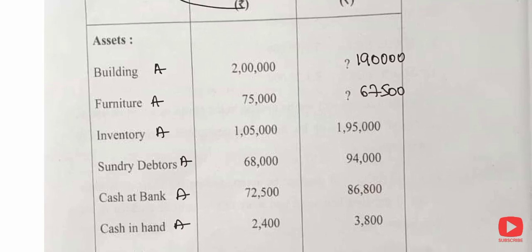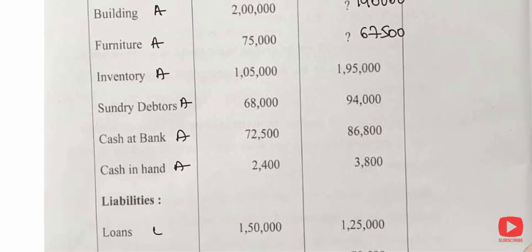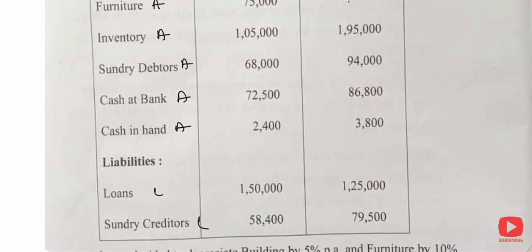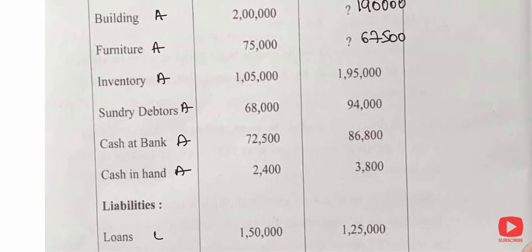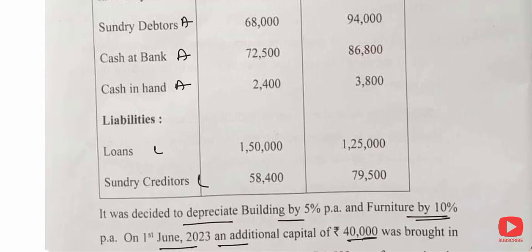When you're doing 31st of March 2023, you'll get the capital on 31st of March 2023. The balancing figure will be capital. Now to that, what will you do? Add 40,000 additional capital minus drawings. Drawings is going to be 2,500 per month, so 30,000 you're going to subtract. So you'll get some value over here.